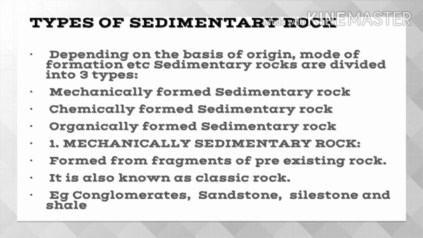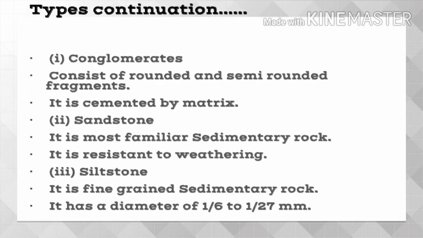And there are many examples of this sedimentary rock, like conglomerate, sandstone, siltstone, shale. We will deal with these one by one. Now, what exactly is conglomerate? Conglomerate is that kind of rock which is formed from rounded or semi-rounded pebbles and fragments of rock material. When waterborne pebbles and gravels are cemented together by calcium carbonate or by silica, then it is known as conglomerate.